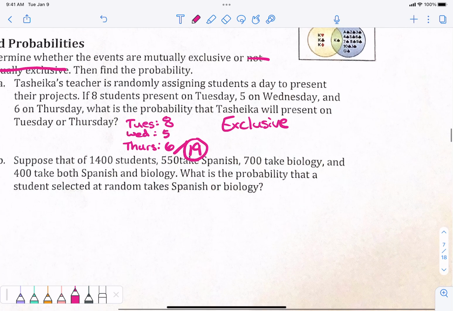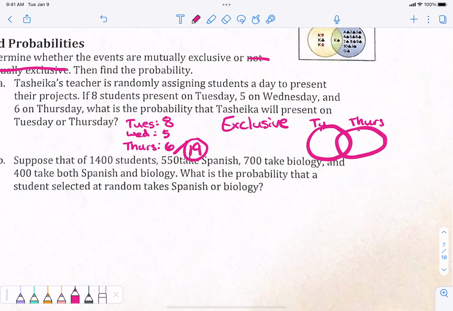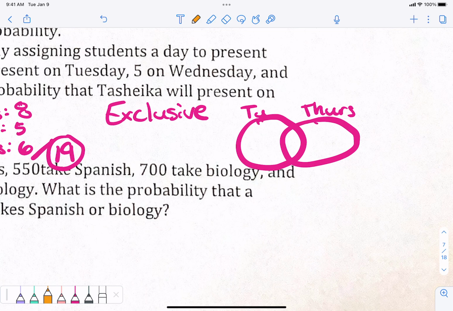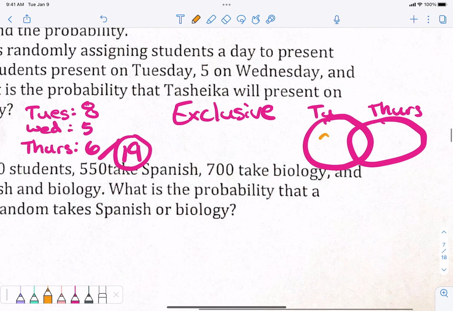Okay, and we're talking about a Tuesday or a Thursday. All right, and I'm going to do a little Venn diagram here. Okay, how many students present on Tuesday? 8. How many students present on Thursday? 6. And how many will present on Tuesday and on Thursday? None, right? So I'm going to cross that off because this is exclusive. So exclusive, nobody will be in the middle.